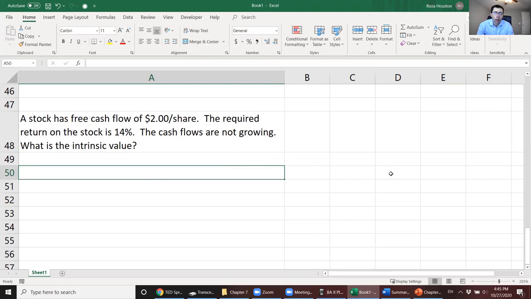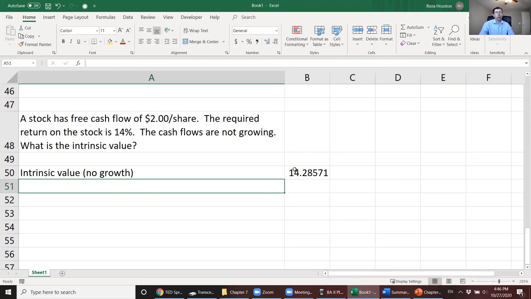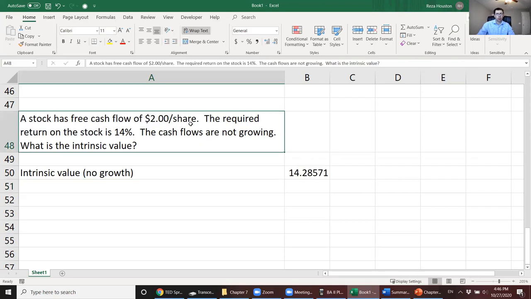So here, the intrinsic value, when we have no growth, is literally just calculated using the perpetuity formula. And the formula for that is just our free cash flows or dividends divided by our required rate of return. So 2 divided by 0.14. That's our intrinsic value, $14.29. Okay.